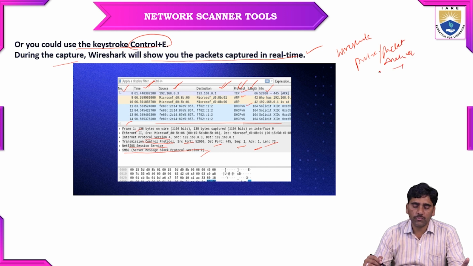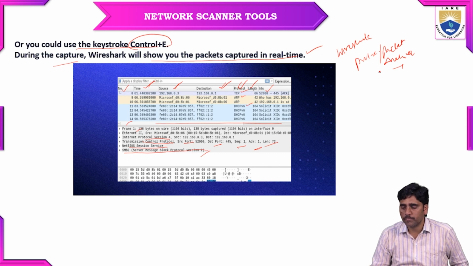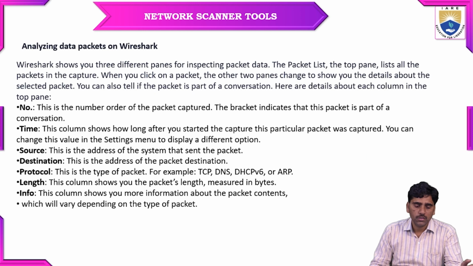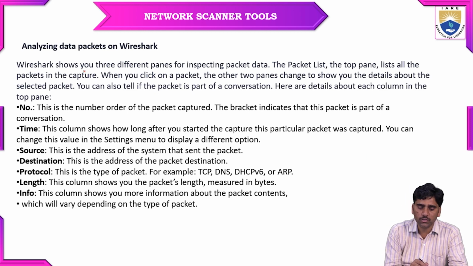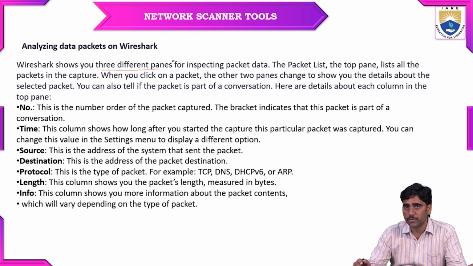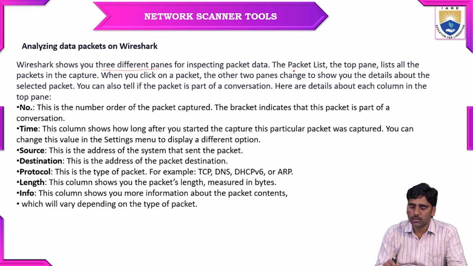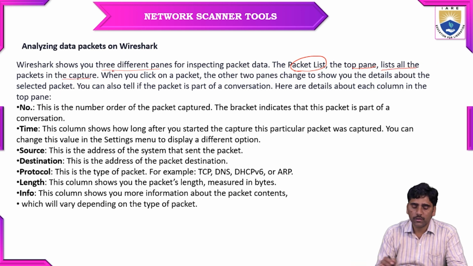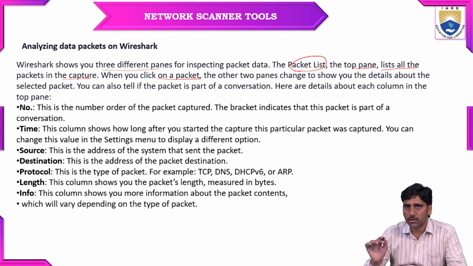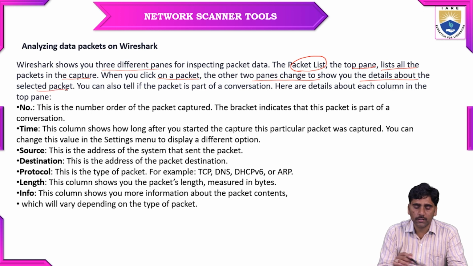So this is the way we do packet analysis techniques in the Wireshark tool: analyzing the data packets on Wireshark. Wireshark shows you three different panes for inspecting packet data. One is the packet list pane, which lists all the packets in the capture. When you click on a packet, the other two panes change to show you the details about the selected packet.